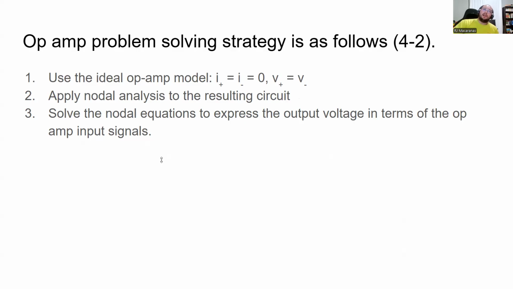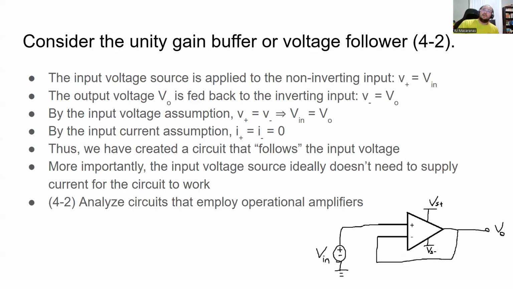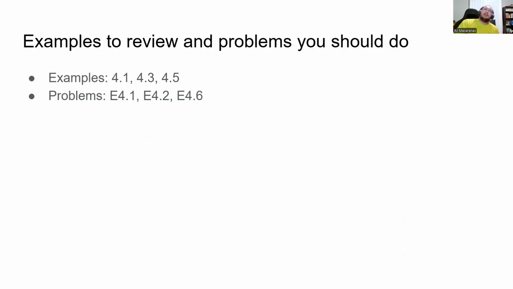And then we apply this nodal analysis that we talked about last week to the resulting circuit, and then we just solve the nodal equations and figure out the output voltage. So it's pretty straightforward. I think op amps aren't too difficult. They can be kind of scary at first because it's a completely new circuit symbol with a bunch of almost foreign rules. But once you get the hang of it, they're not too bad.